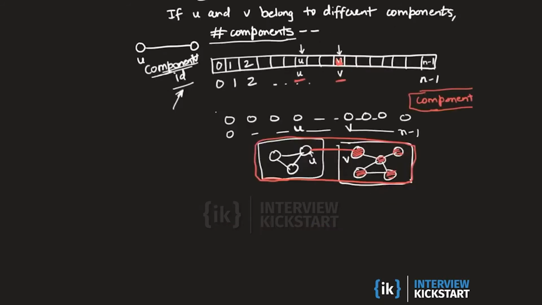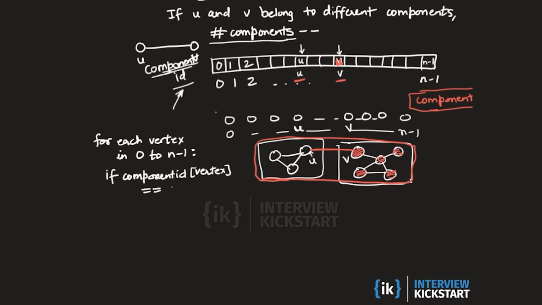So how do we change the ID of every vertex in the component of v to u? Well, we have to run a for loop which goes something like this. For each vertex, we'll have to iterate over each vertex in the range from 0 to n minus 1, basically look at every possible vertex ID, and we have to check if the component ID of the current vertex we are looking at is equal to the component ID of v or not.